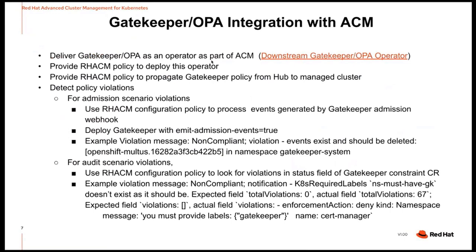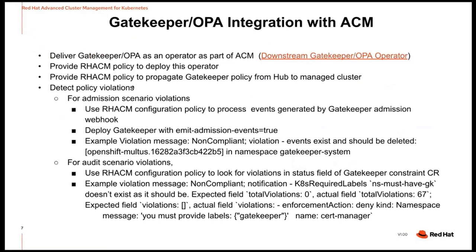One of the cool things about the ACM product is that our built-in config policy controller can pretty much distribute any Kubernetes CRs. Now, the deployment of operators itself is represented as a CR. So by delivering Gatekeeper OPA as an operator, you can just define an ACM policy that ensures that this operator is deployed on the managed clusters. So we are going to provide that.